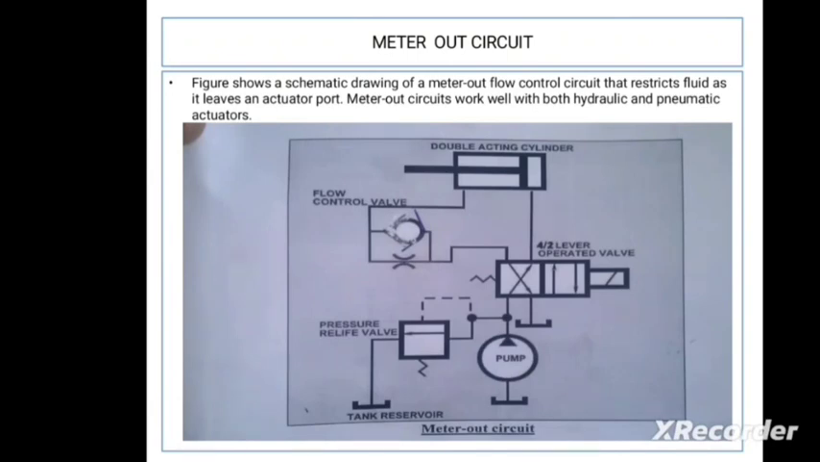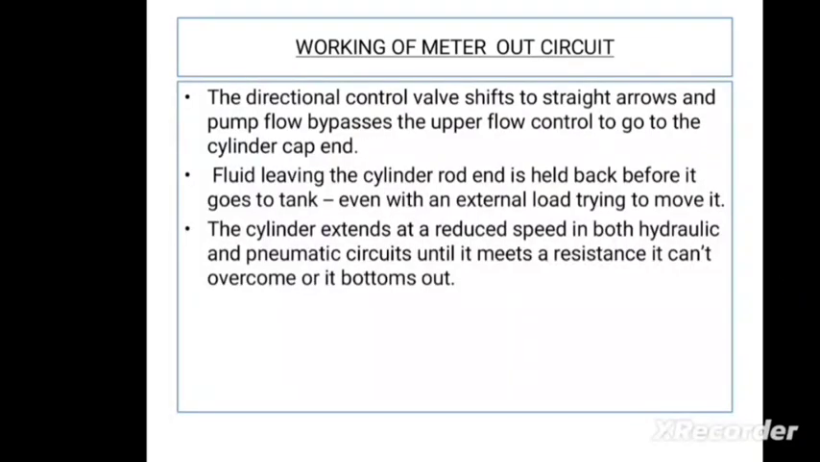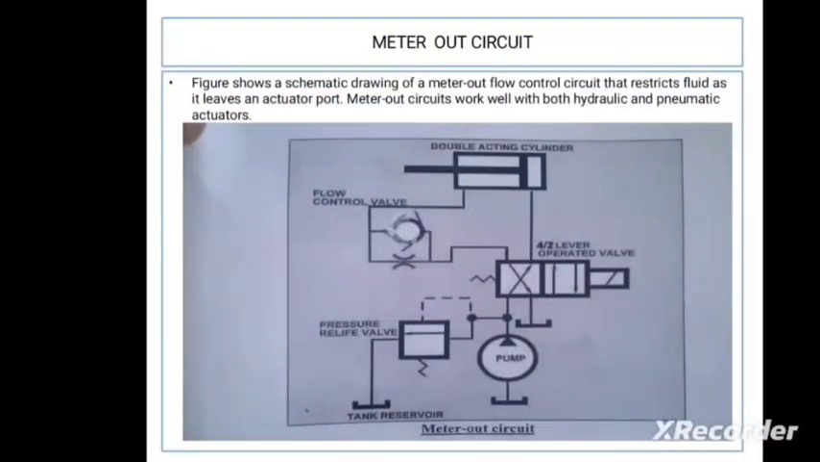Finally, in the metering in circuit, when the piston moves from left to right, it is also called the returning stroke. The returning line of the oil enters the check valve and goes into the reservoir. That is a major point we need to know. The oil enters the cylinder through the flow control valve, but during the retraction or return stroke, the oil doesn't enter the flow control valve because it is a one-way valve. With the help of the check valve, the oil enters the reservoir.